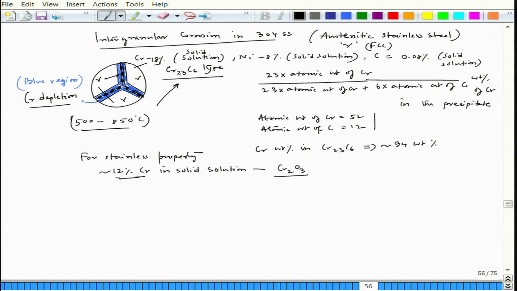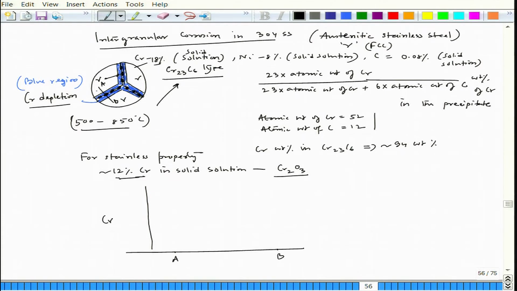So, that is why chromium cannot migrate long distance. That was the reason I have given. But now the question is, we can also plot the composition along that particular line. Let us say this is the AB line. Along the AB line, if we schematically try to see the composition of chromium, this is chromium, and let us say this is the A part, this is the B part.